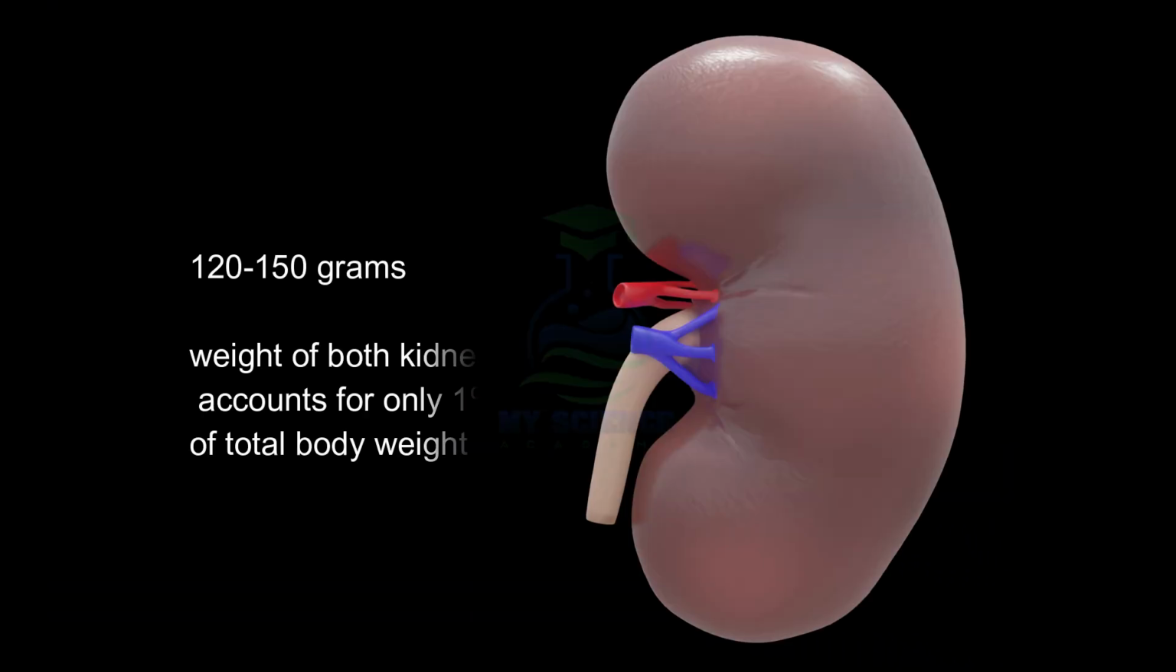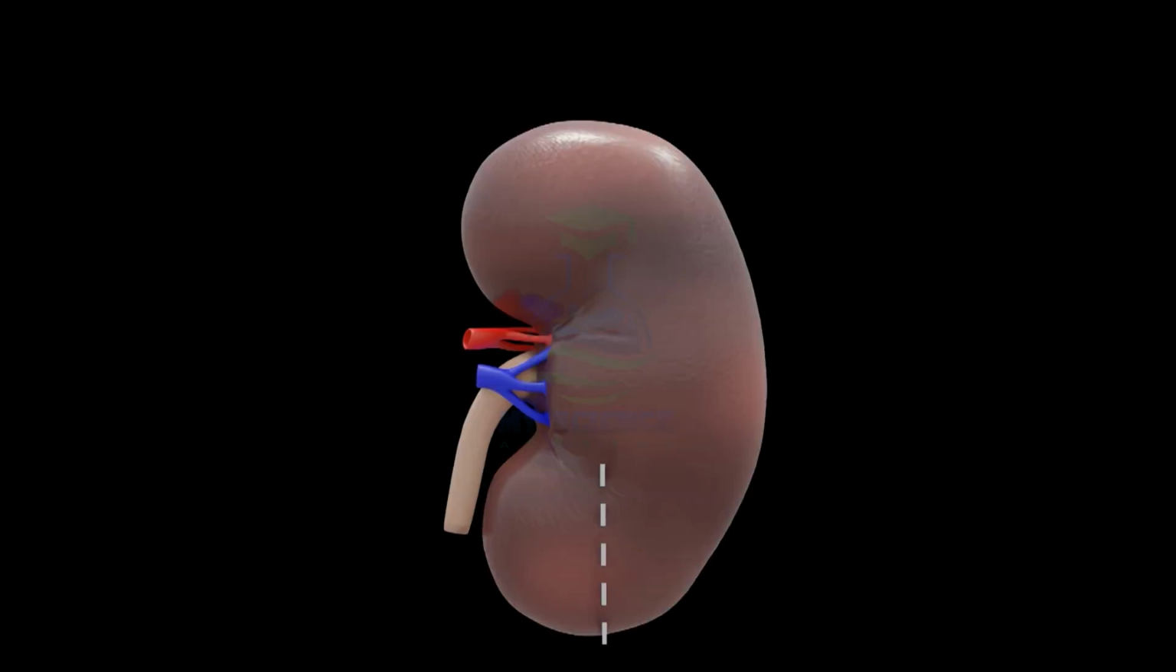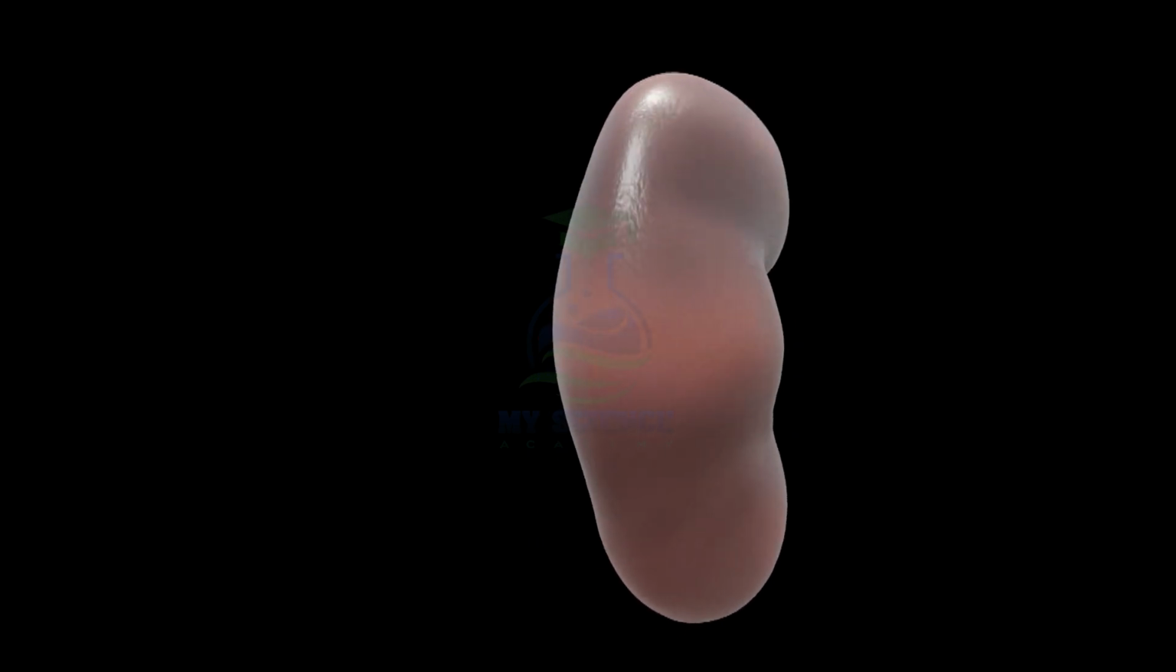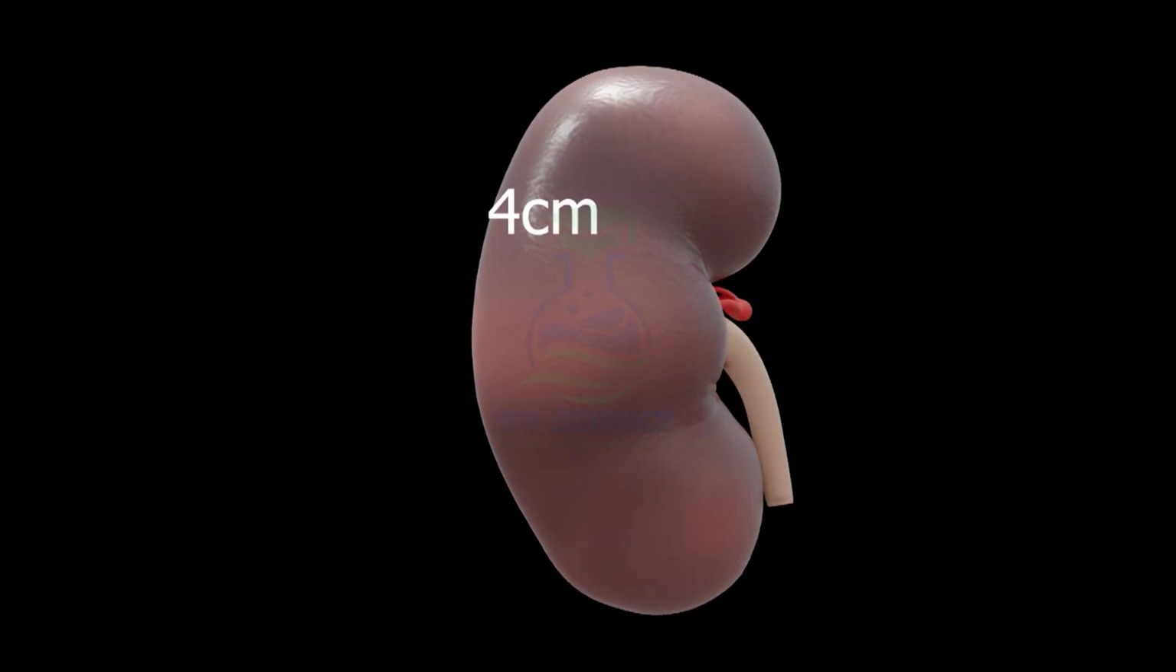The weight of each kidney is about 120 to 150 grams, while the weight of both kidneys accounts for only 1% of the total body weight. The length of the kidney is about 10 to 12 centimeters, while its width is approximately 5 to 7 centimeters. Its thickness is approximately 2.5 to 4 centimeters.